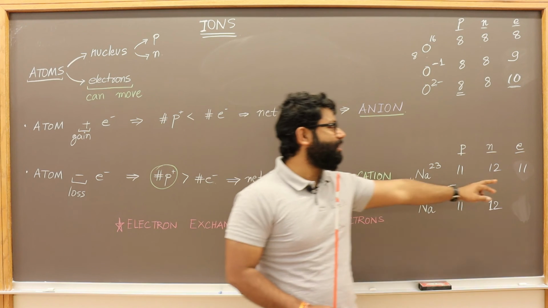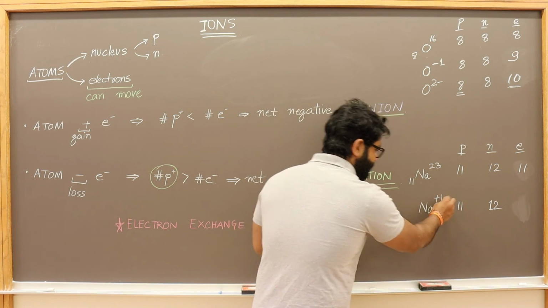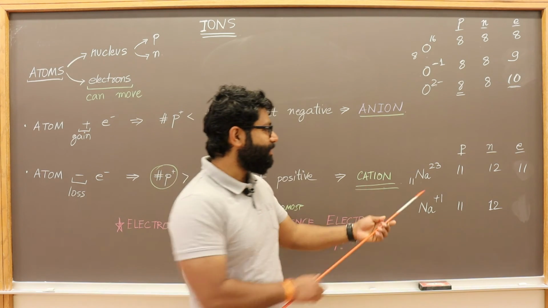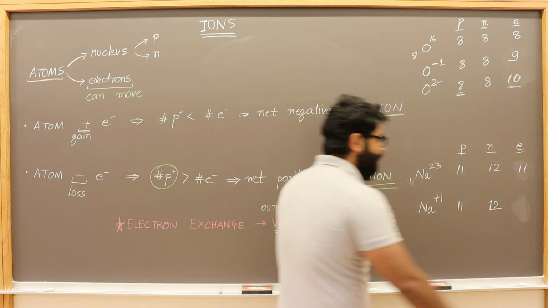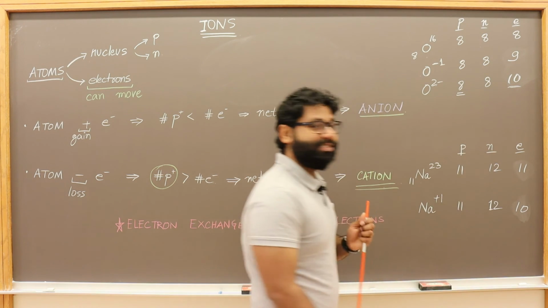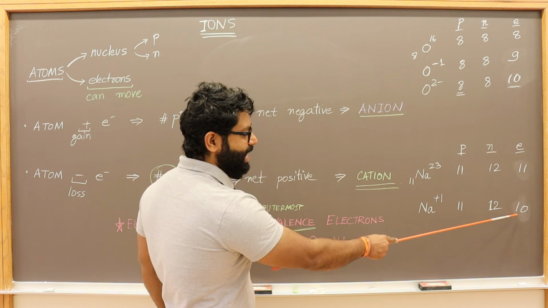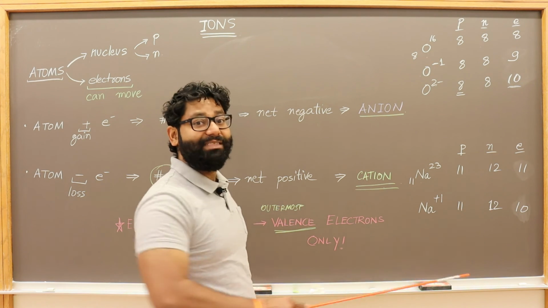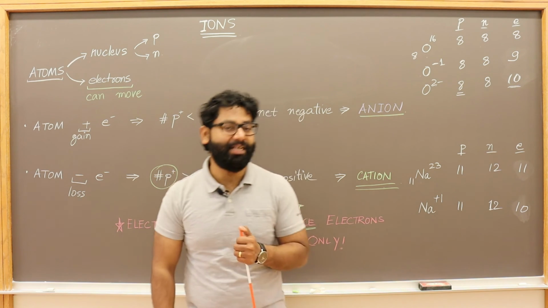Therefore, this means that the number of electrons is 1 unit less than the number of protons. Therefore, this becomes 10. Now you see here that the number of electrons is 10, the number of protons is 11, so therefore it has a net positive charge. So I hope this is clear.